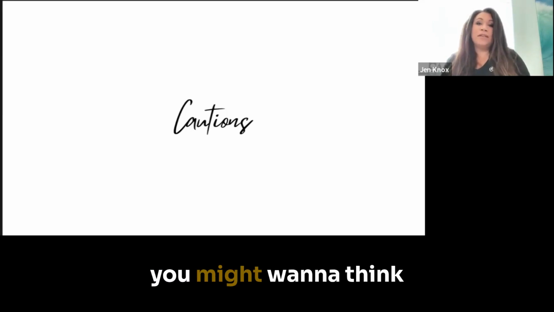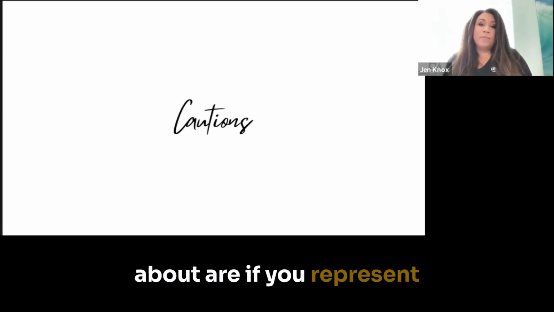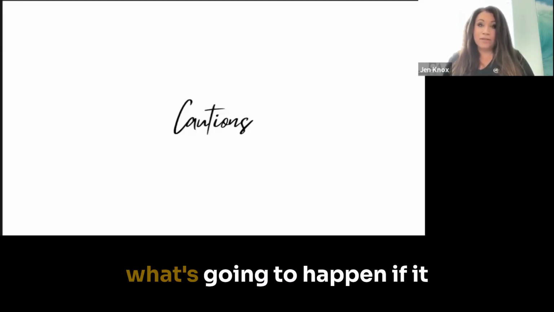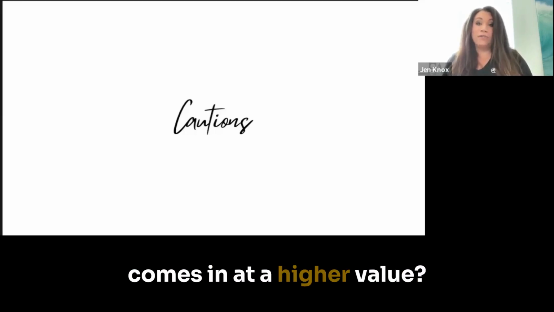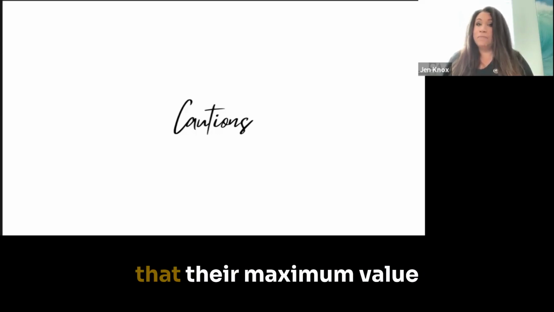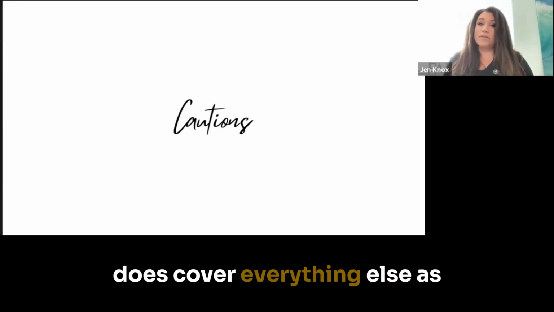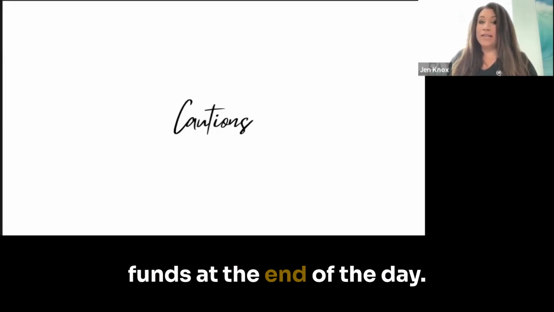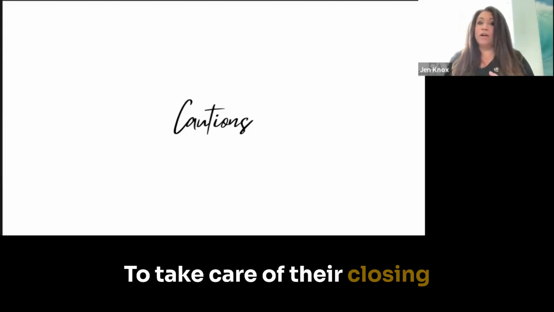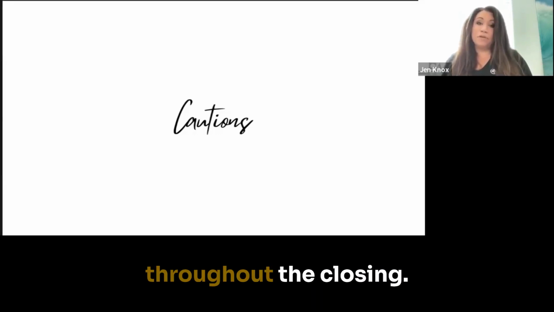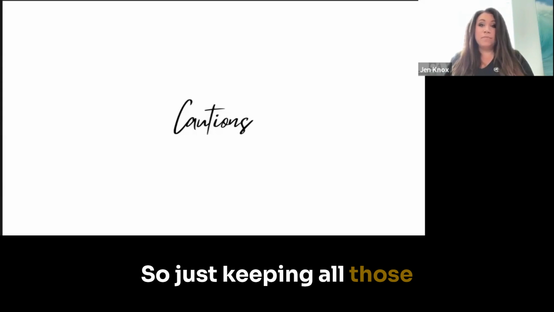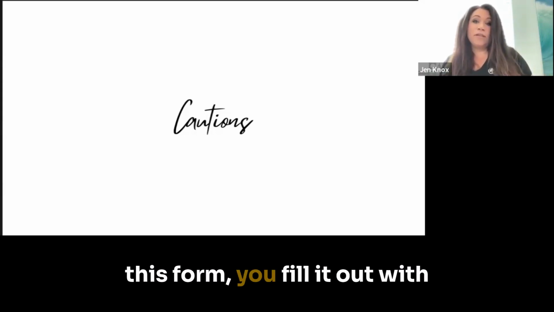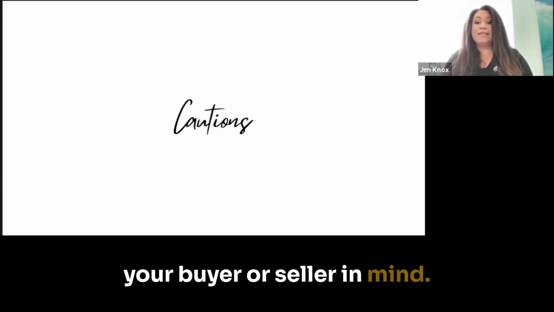Now, some cautions that you might want to think about are if you represent a buyer and they're doing this appraisal gap, number one, do they have enough money to cover what's going to happen if it comes in at a higher value? Number two, making sure that their maximum value does cover everything else as well, not just additional down payment, but they still have funds at the end of the day to take care of their closing costs and anything else that needs to happen throughout the closing. So just keeping all those numbers in mind and knowing how the appraisal works, make sure that if you use this form, you fill it out with your buyer or seller in mind.